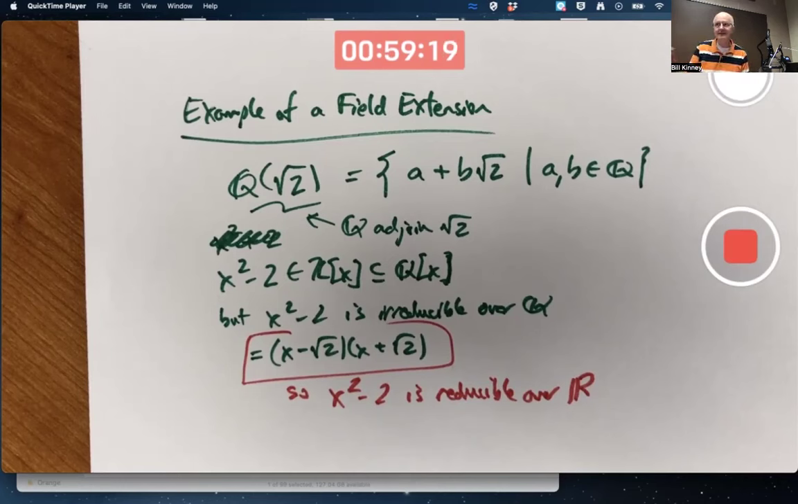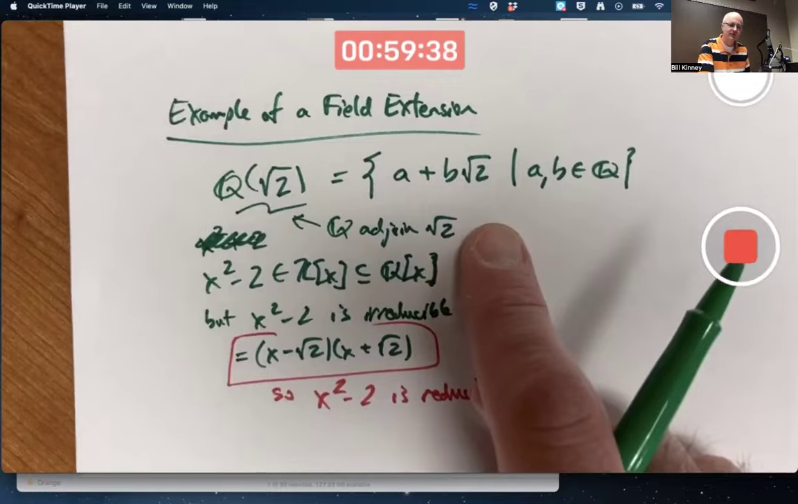And in fact, it's the rationals plus infinitely many more elements. Though there are plenty of real numbers that are not in here. For example, square root of 3 is not in there. Square root of 5 is not in there. This does turn out to be a field.